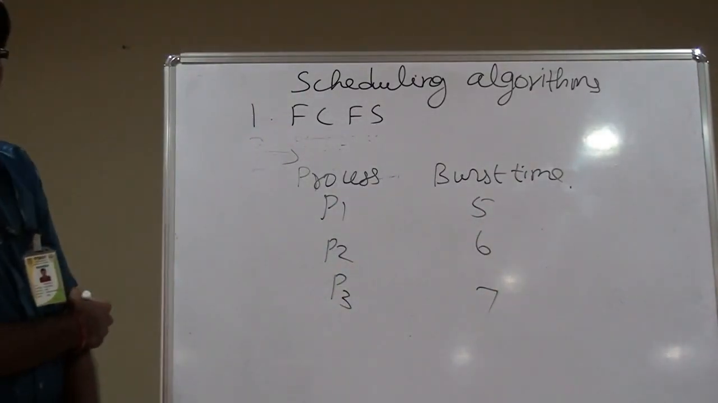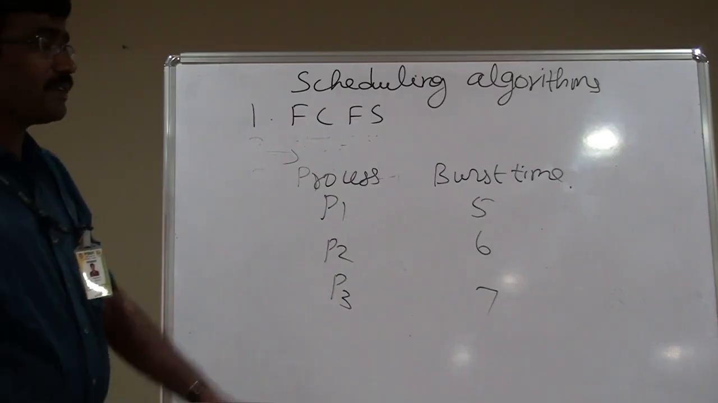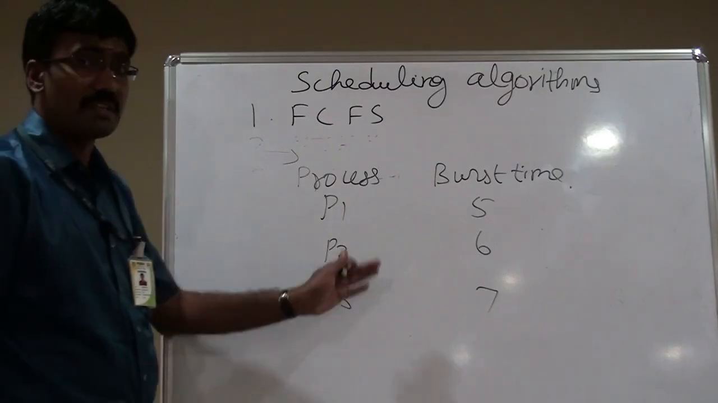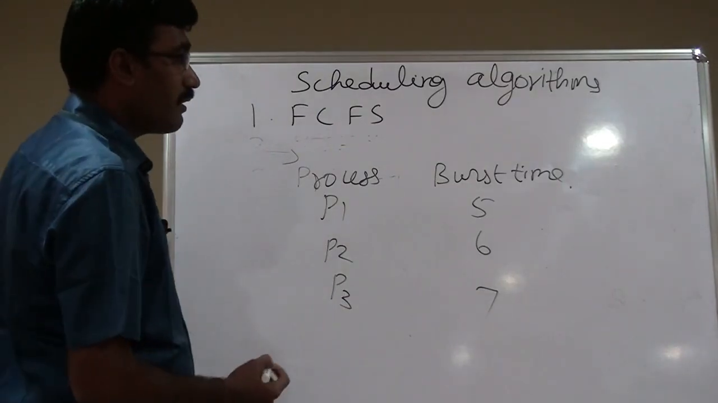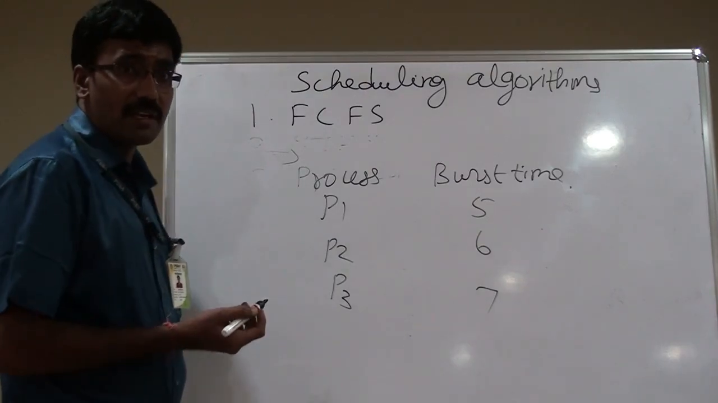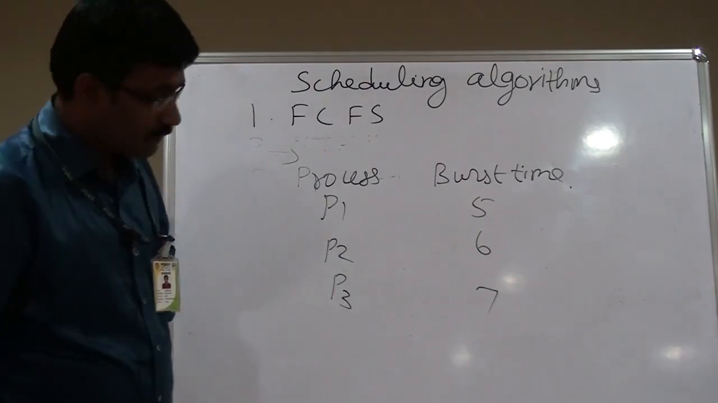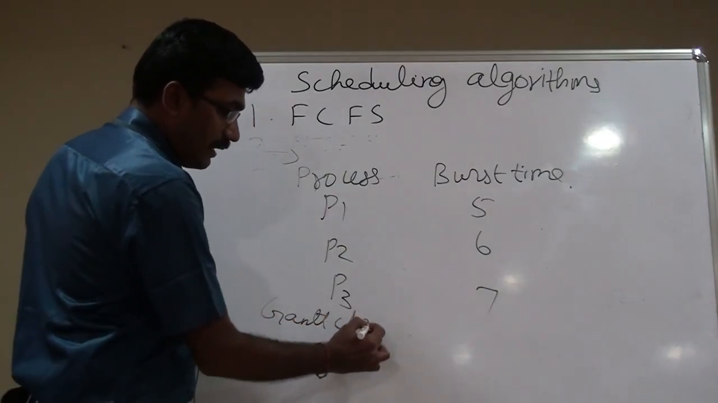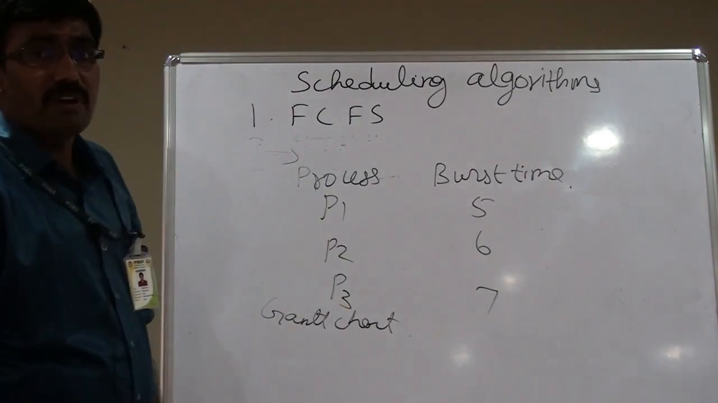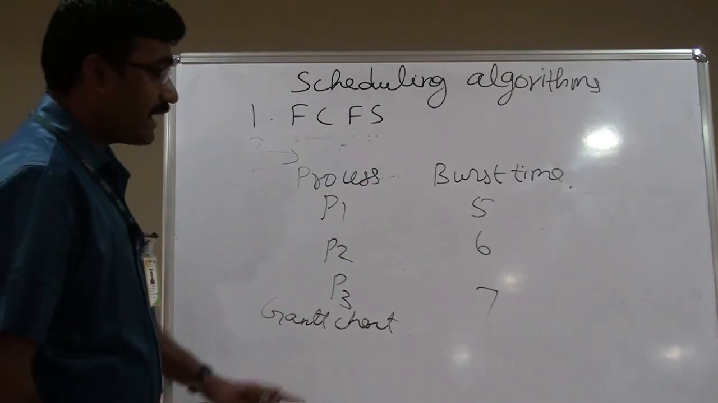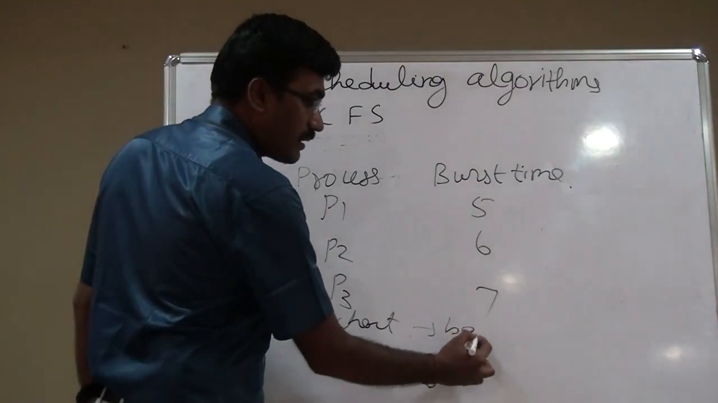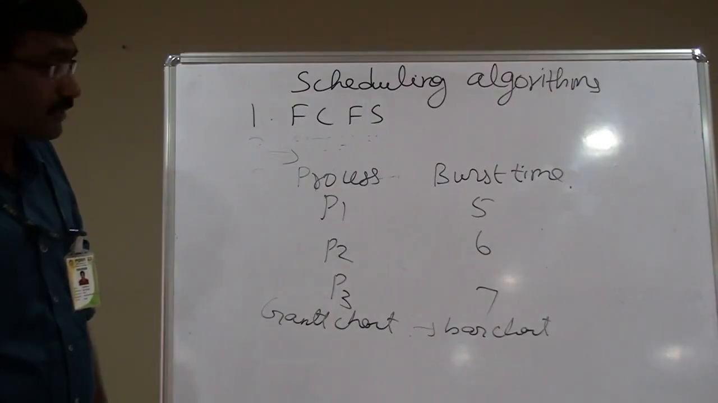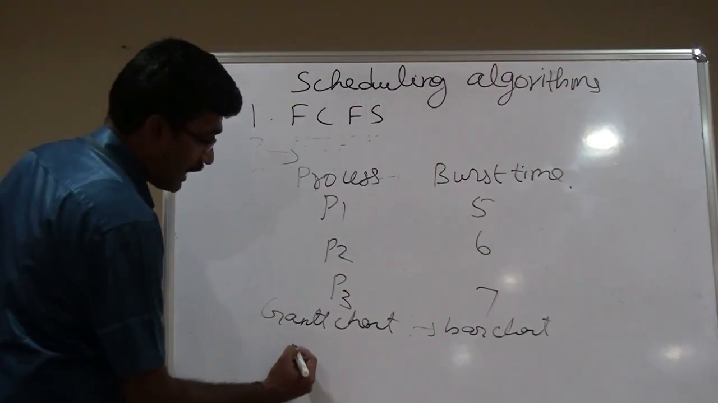In this example, for the three processes P1, P2, P3, the burst time of P1 is 5, burst time of P2 is 6, burst time of P3 is 7. Now for this we can draw the Gantt chart and find the waiting time and turnaround time. Gantt chart means it represents the starting and ending time of every process. It is like a bar chart.